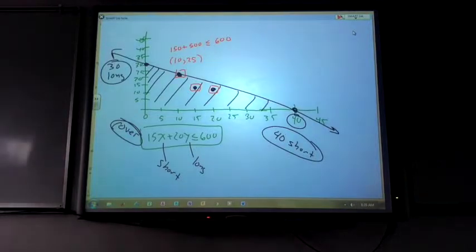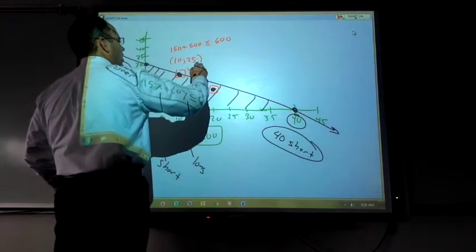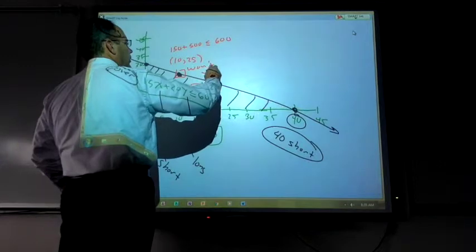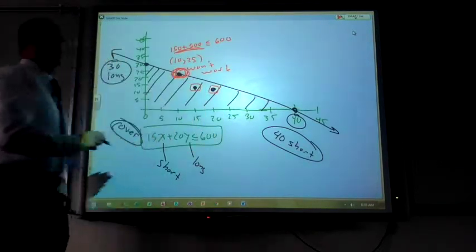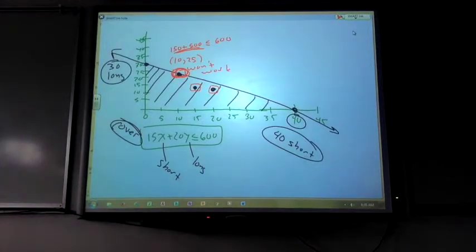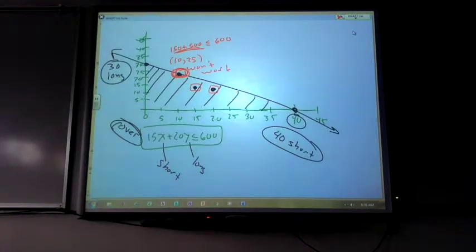No. So this won't work. Okay? This is not true. So this couldn't happen. Now, I realize how I have it drawn, it appears it's falling right on the line. Did I use rulers to draw my line? No, I just freehanded it.